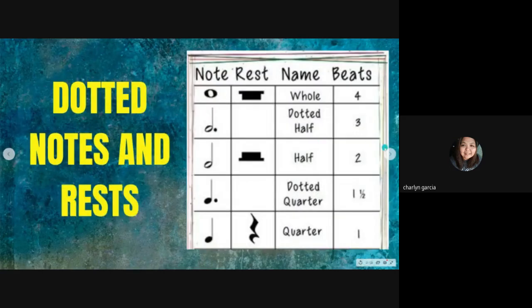How about the dotted notes and rests? A dotted half note is equivalent to 3 beats. A dotted quarter note is equivalent to 1 and 1/2 beats, and so on and so forth.